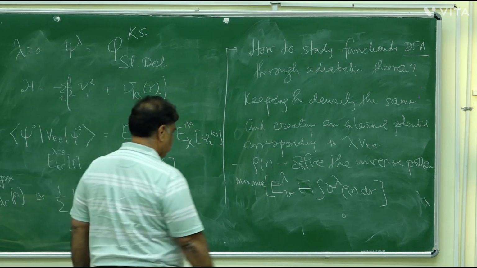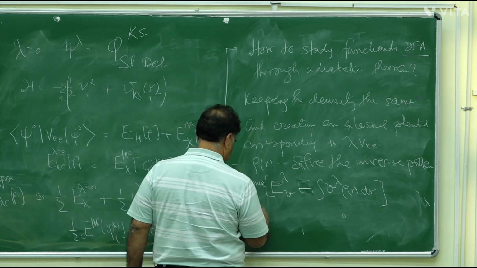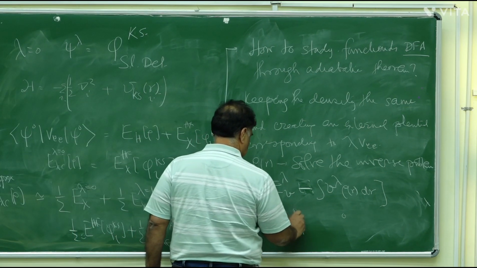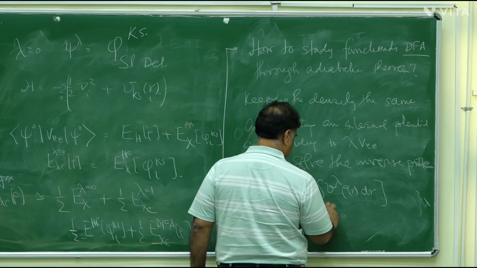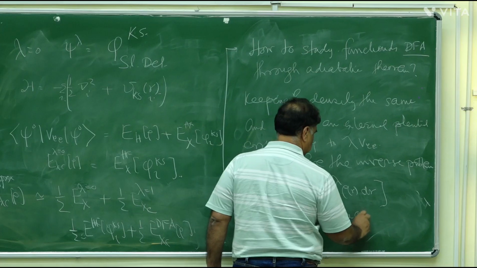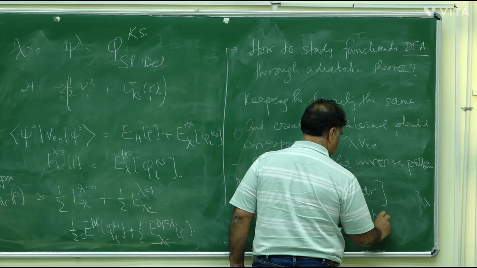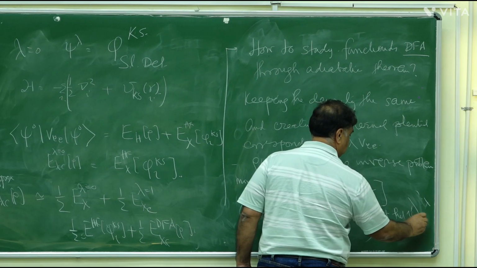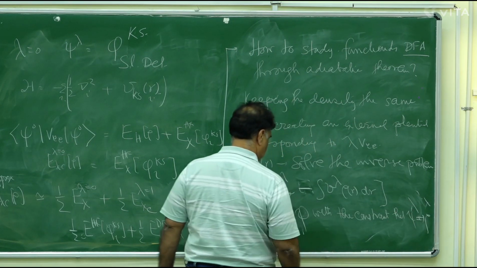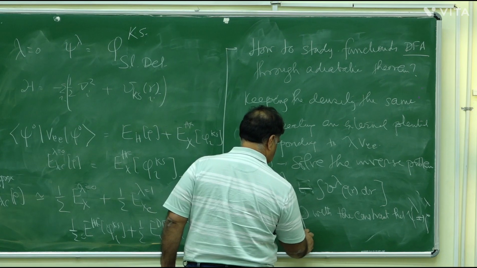You can also do another way, you can construct a sum with the constraint that psi lambda will give rho, and we try it for electron systems.